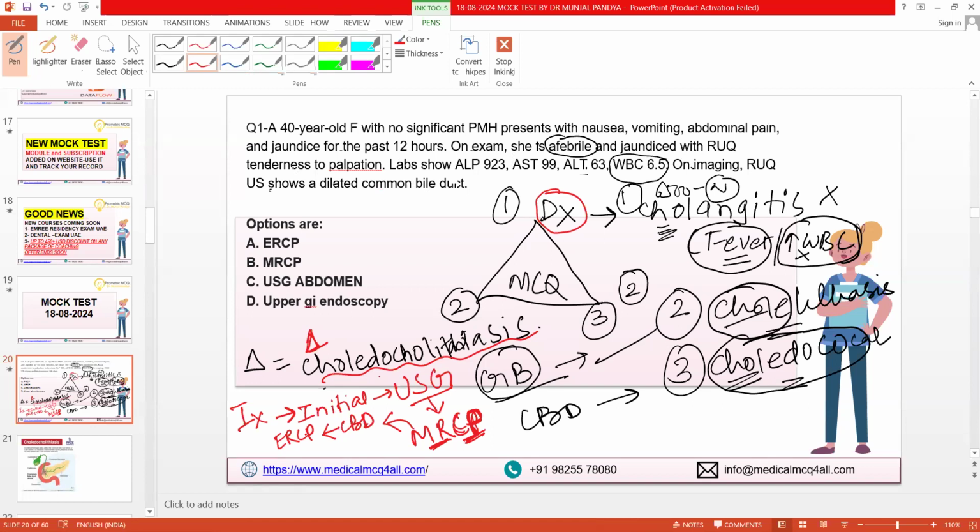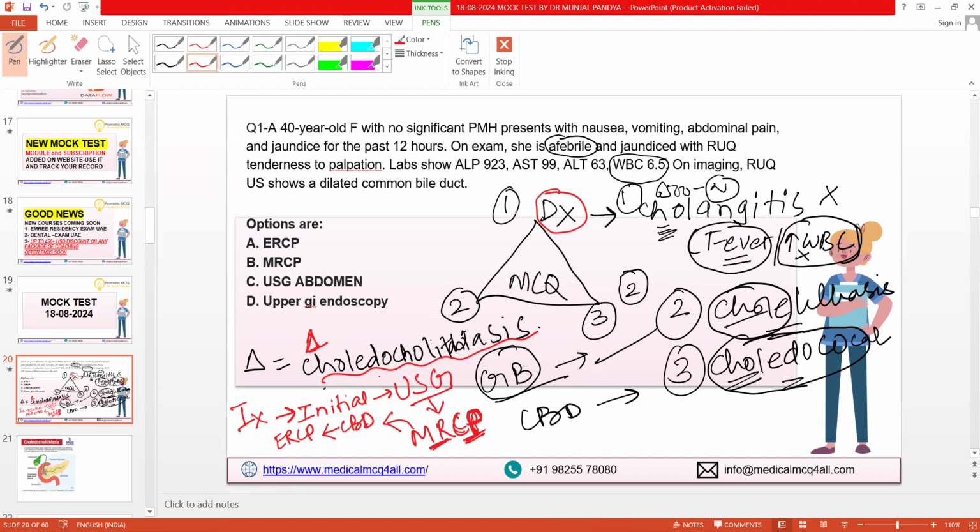If we find any stone there, confirmed with the sonography and the MRCP, then what do you need to do? Pick up the stone and remove the stone, and stent placement can be done with the same procedure. Okay, fine. So now this is what concluded.